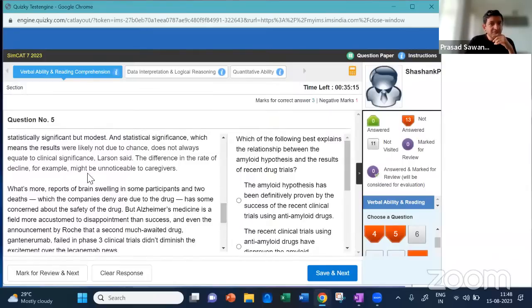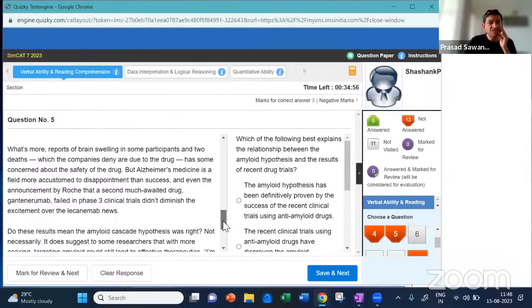And statistical significance, which means the results were likely not due to chance, does not always equate to clinical significance. Okay, so it's not because of chance, but is it because of the drug or not? That is something that is debatable apparently. The difference in the rate of decline, for example, might be unnoticeable to caregivers. Okay, so the difference is very small. What's more, reports of brain swelling in some participants and 2 deaths, which the companies deny are due to the drug. Okay, so there are some side effects.